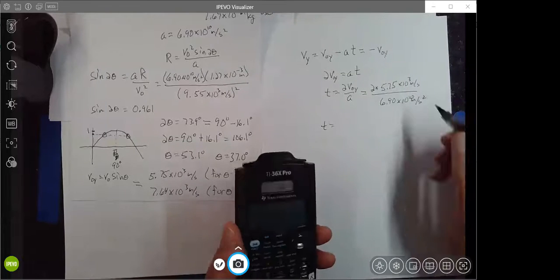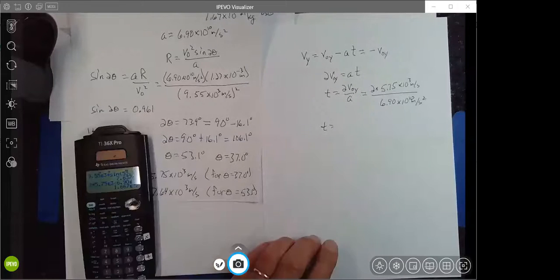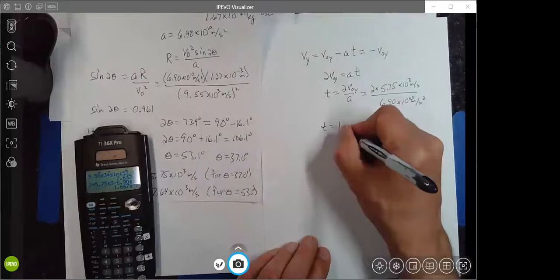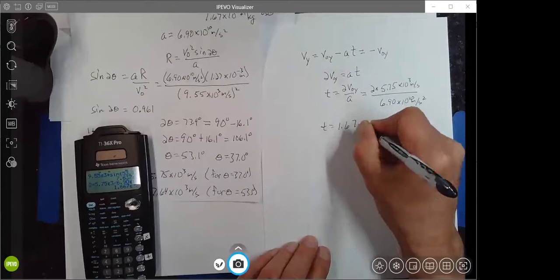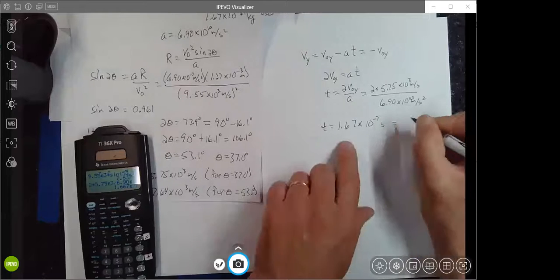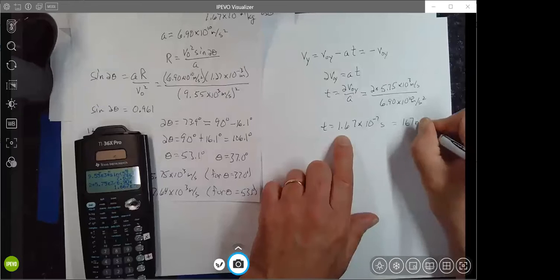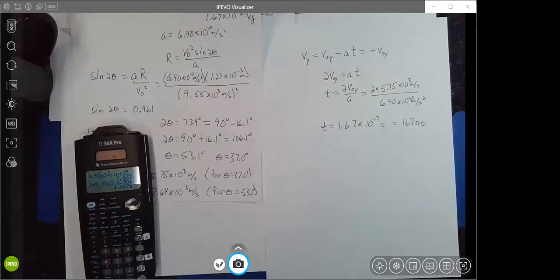Oh, that's a 10. Couldn't read my writing. I get about 1.67 times 10 to the minus 7th seconds, which you could actually write as 167 nanoseconds. So not very long at any rate.